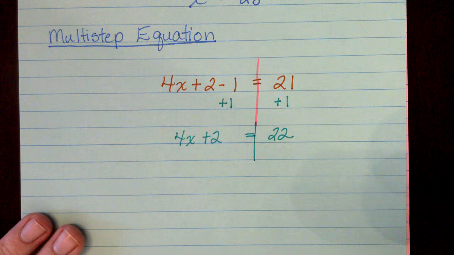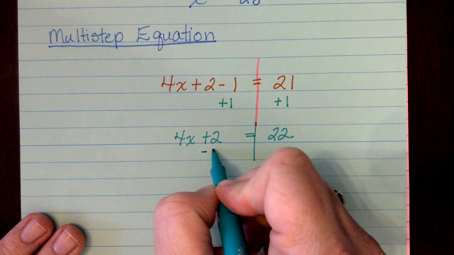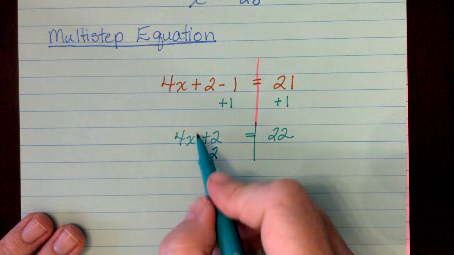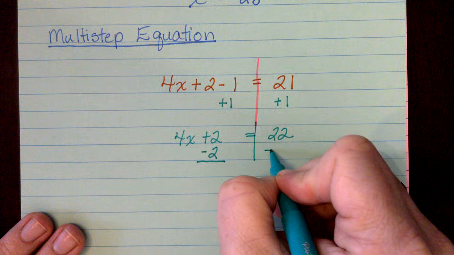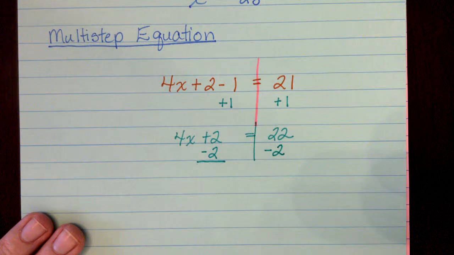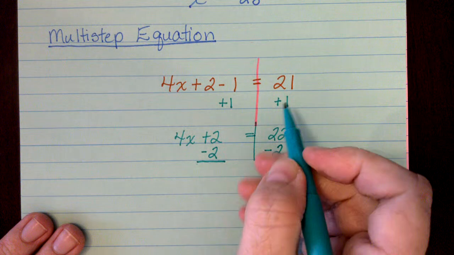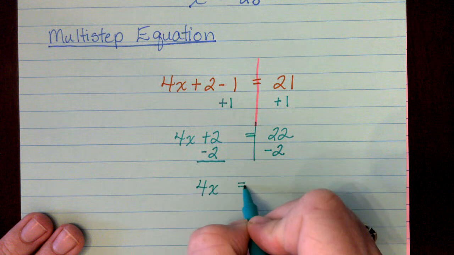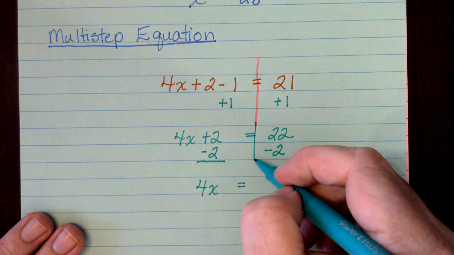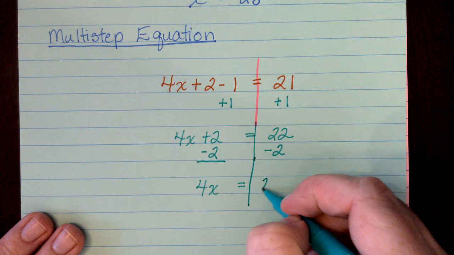So I'm going to subtract 2 from this side because it's plus here. So we have to subtract, which is the opposite, and we're going to subtract 2 here. That leaves us with 4x equals 22 minus 2 is 20.